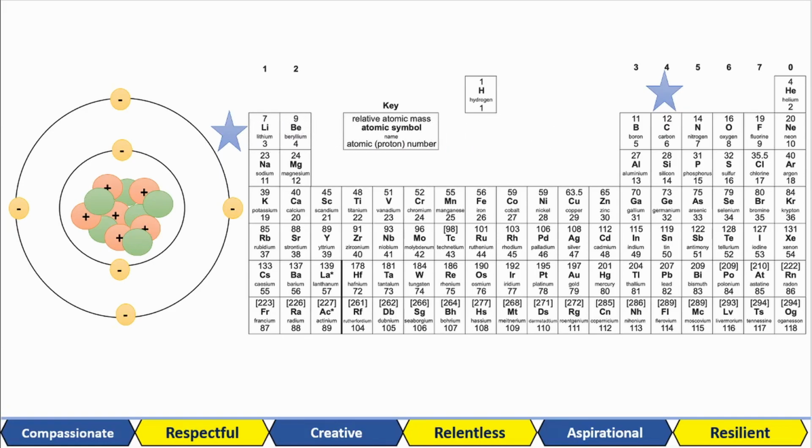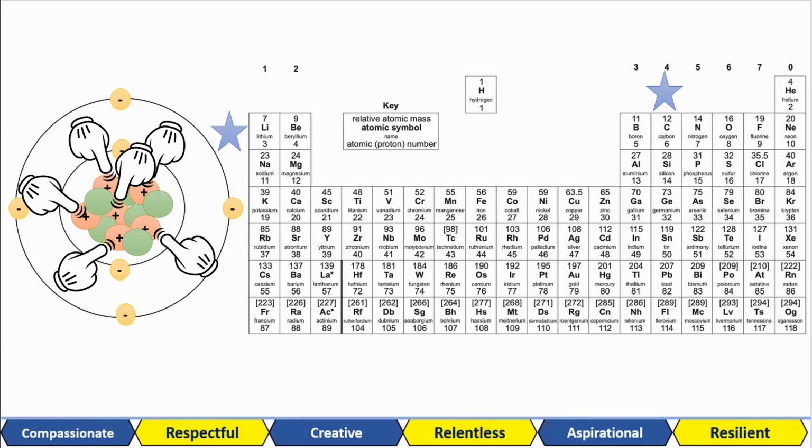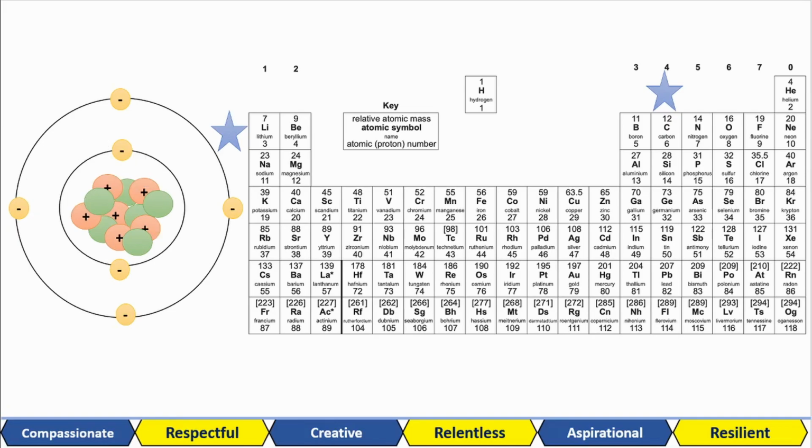We can double check this as well. Carbon has an atomic number of 6, which means it should have 6 protons. We look at this atom and it has 6 protons as well. So this is an atom of carbon. It has an equal number of protons and electrons.